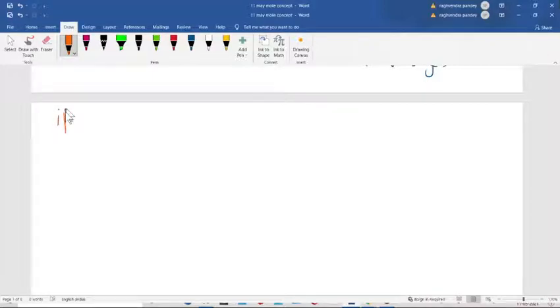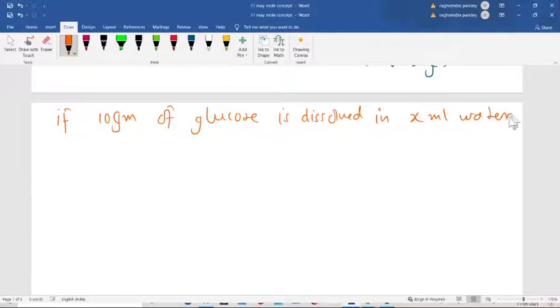Okay. If 10 grams of glucose is dissolved in X ml water, okay, to give molarity of 0.5 molar, you have to find X.